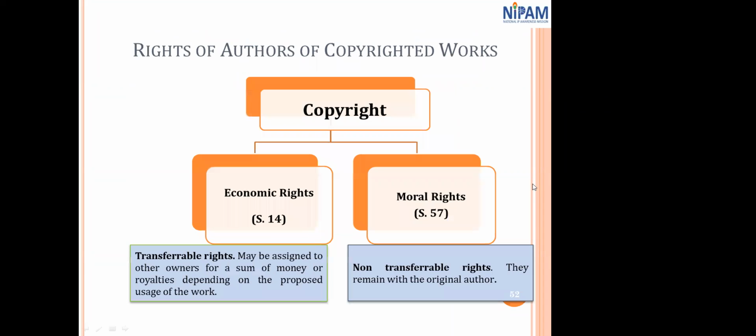Now there's something called economic rights and moral rights. For example, if there is a song in a movie, you hear that song in the theater, but it does not mean that you cannot listen to that song on your mobile. You do listen to it on various apps, but you cannot pirate it. These are authorized apps to which the owner of the copyrighted work gives economic rights. These are transferable rights.